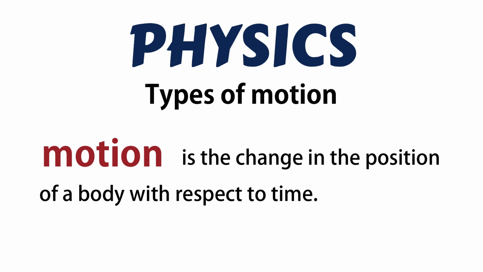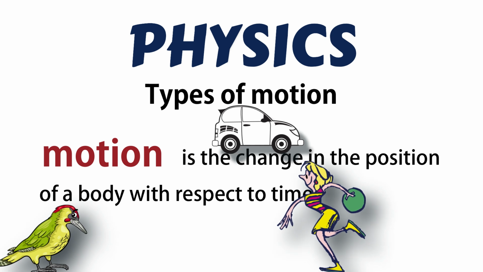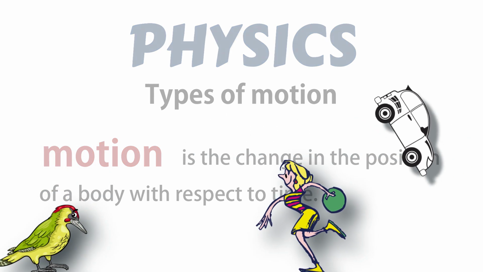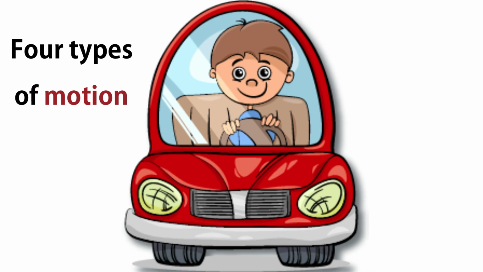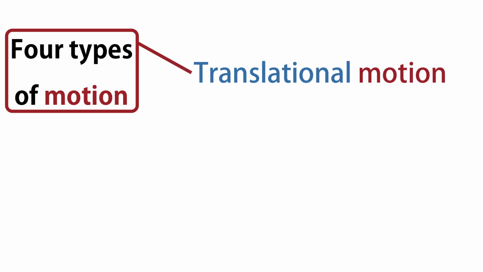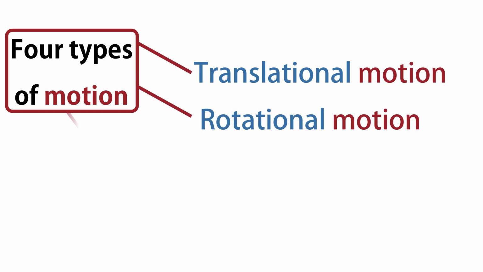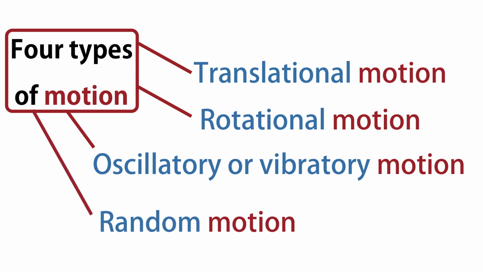So if you look around you, you will find a lot of things are undergoing motion. From the flying of birds to moving of cars to people running around, all these things are motion that is being undergone. Now, all these movements in physics are categorized into 4 types. So we have 4 types of motion, and they are translational motion, rotational motion, oscillatory or vibratory motion, and random motion. These are the 4 types of motion.